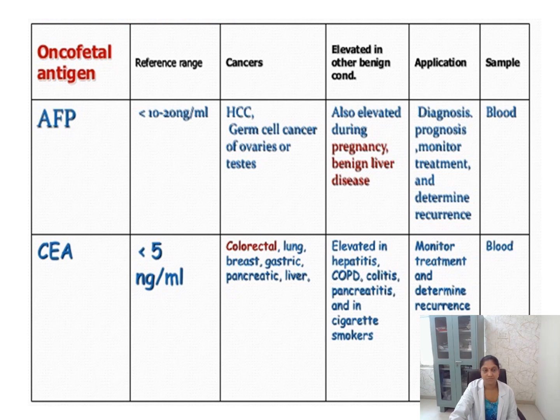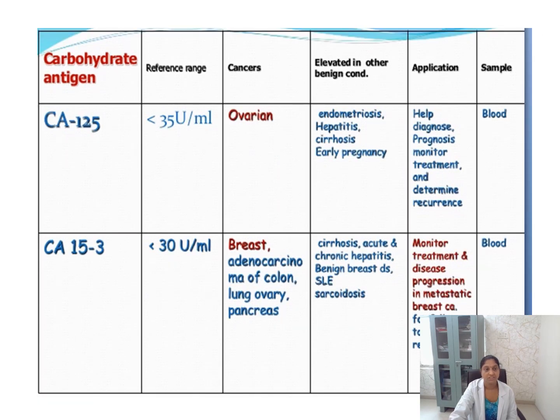Blood can be taken as a sample for determining the AFP, and it's useful for diagnosis, monitoring the treatment, and determining the recurrence. CEA, that's carcinoembryonic antigen. It is elevated in cancers like colorectal cancer, lung cancer, breast cancer, gastric cancer, pancreatic cancer, and liver cancer. It's also elevated in benign conditions like hepatitis, COPD, colitis, pancreatitis, and also in cigarette smokers. It's useful in monitoring the treatment and determining recurrence. So blood can be taken as a sample here.